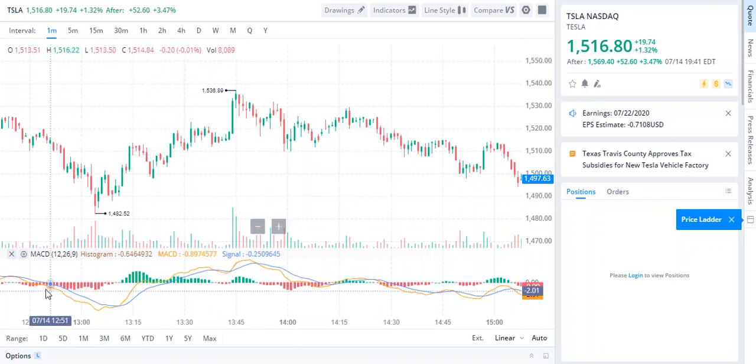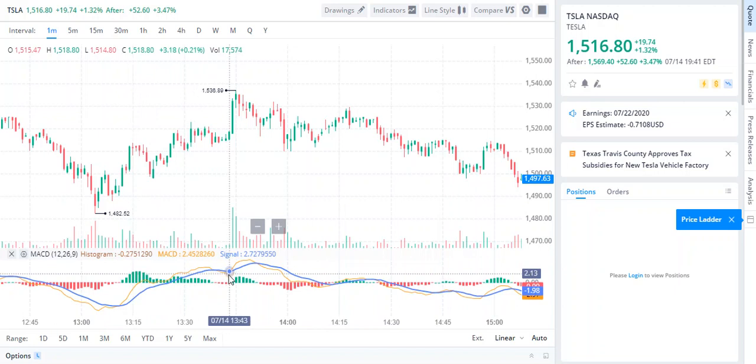So all you're looking for is for your orange line, your MACD, to cross above the blue line, and that means it's bullish. It means that it's uptrending. And then once it goes above that 0 line, which is right here, where those red and green candles switch over, that's the 0 line. Once it crosses above that, then it's really bullish.